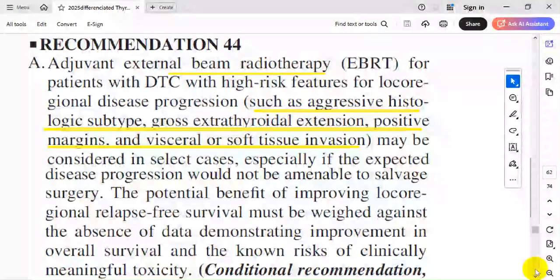Adjuvant external beam radiation for patients with DTC with high risk features for local regional disease progression, such as aggressive histological subtypes, gross extrathyroidal extension or positive margins, and visceral or soft tissue invasion, may be considered in selected cases, especially if the expected disease progression would not be amenable to salvage surgery.